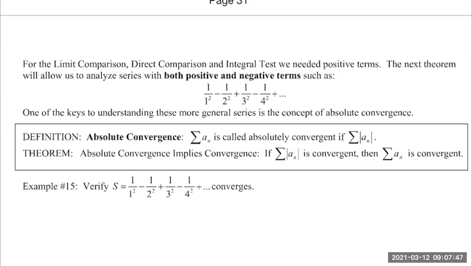So the difference between absolute and conditional. Just keep in mind, every single test that we've done so far has had the condition that it had to be positive terms. The limit comparison test, integral test, p-series test, all of those said, okay, make sure your terms are positive. Make sure your terms are positive. So the question becomes, what happens if your terms aren't positive?